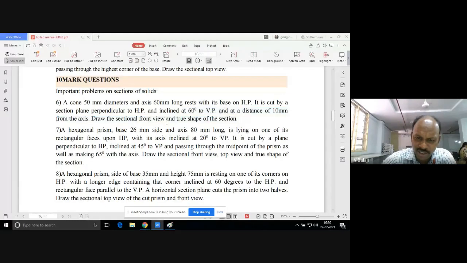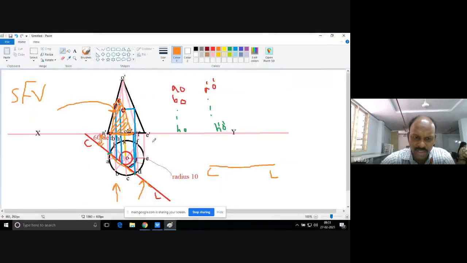Draw the sectional front view and true shape of the section. So the sectional front view is over. But since the cutting line is not parallel to XY, whatever you are looking at in the sectional front view may not be the true shape of the section zone. That we will draw separately. Then you will understand the difference between the true shape of the section and the sectional front view.